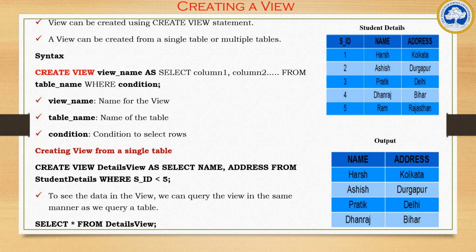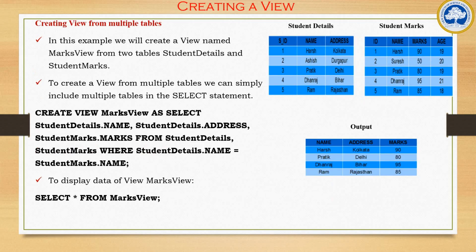This view deals with a single table. Similarly, we can apply it with multiple tables too. Here we are creating a view with multiple tables. Originally we have two tables: student detail is one table, and student marks is the other table. Now I want to create a view. I need the name of the student, the address, and then the student marks.